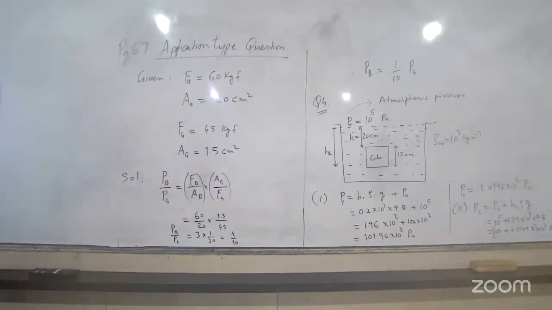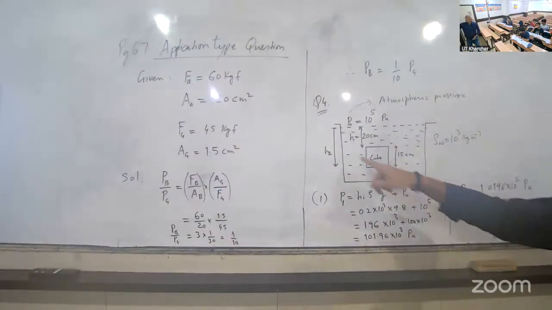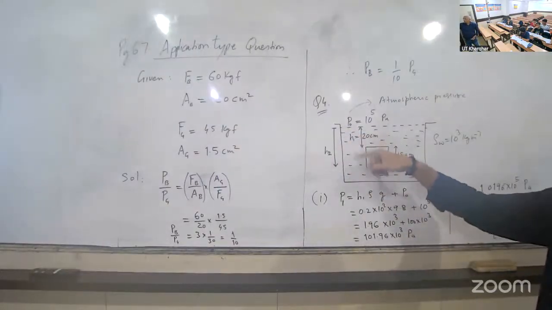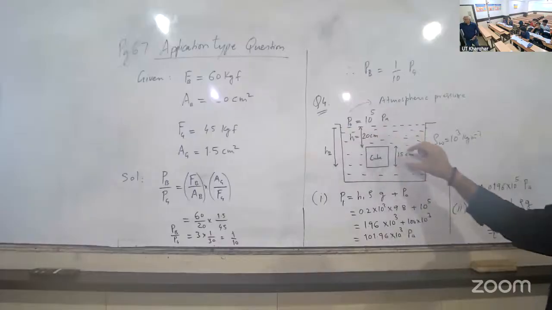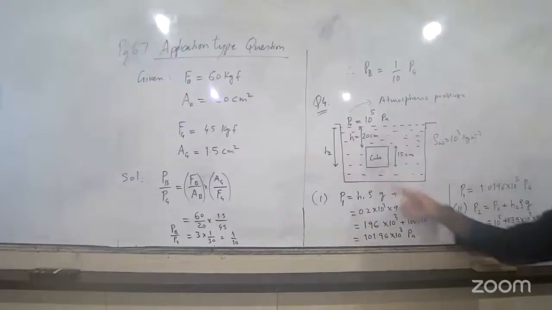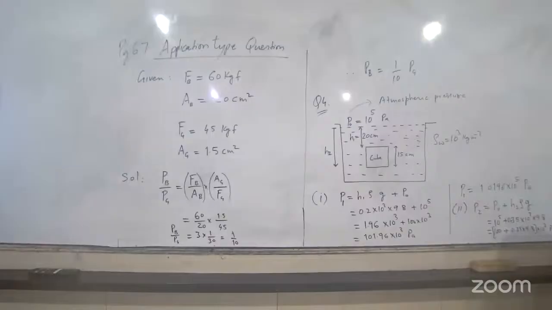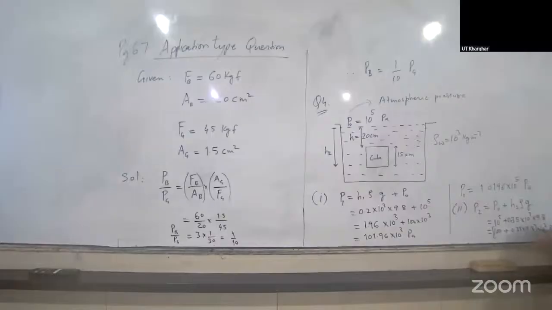So can you explain the P2 part again? P2 is the pressure here at the bottom of the cube. What is the height from the free surface? 20 plus 15, so that is 35. And 35 centimeters, so we are doing 0.35 meter. Okay, sir. Got it. Thank you. And then just do the calculation.